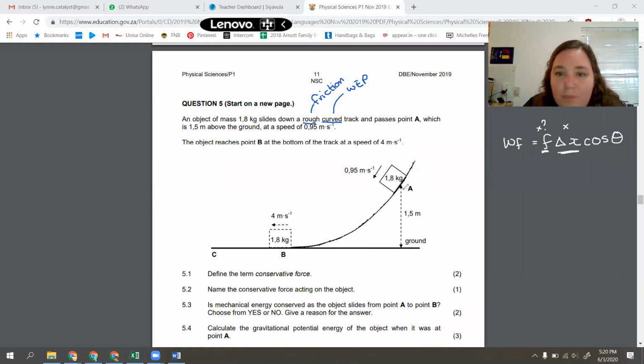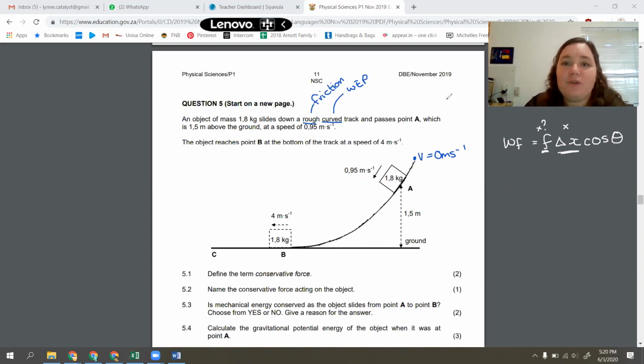All right, so this object is sliding down and it passes point A, which is 1.5 meters above the ground, at a speed of 0.95 meters per second. All that tells us is that it was released from rest somewhere higher up here, and we don't really mind where it was. We've got to note that it's already got some kinetic energy. The object reaches point B at the bottom of the track, traveling at 4 meters per second.